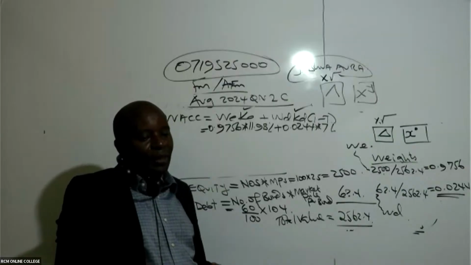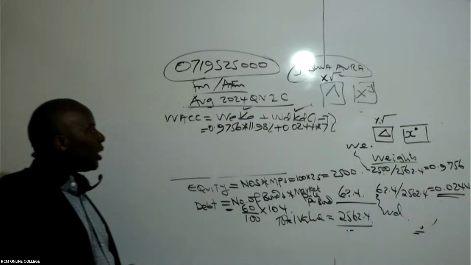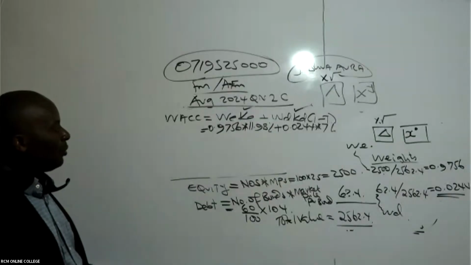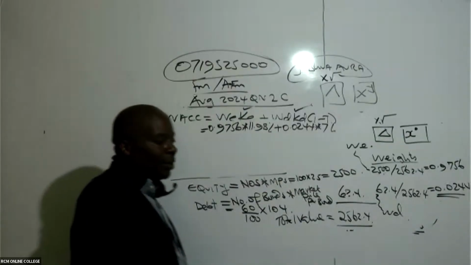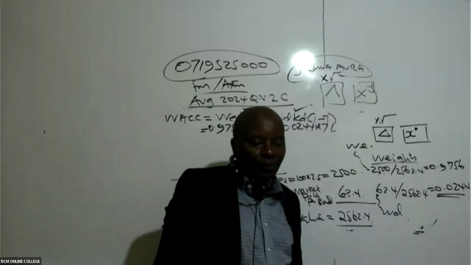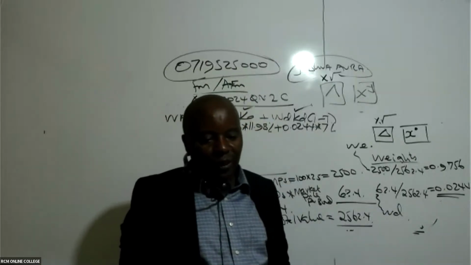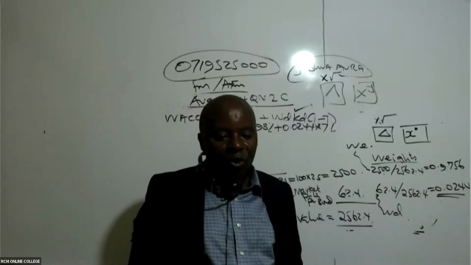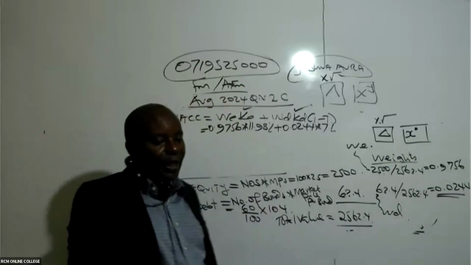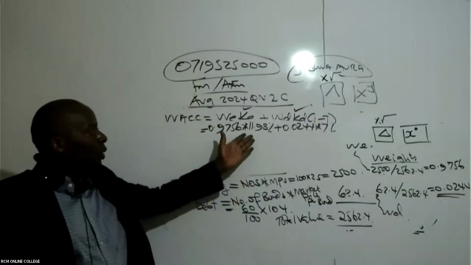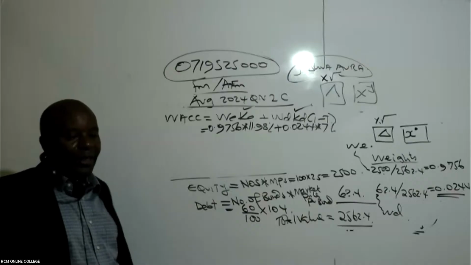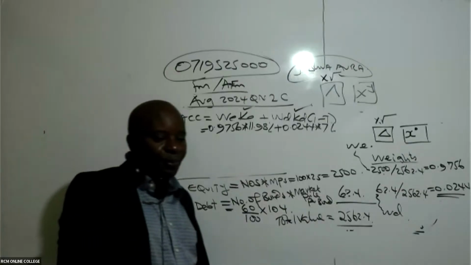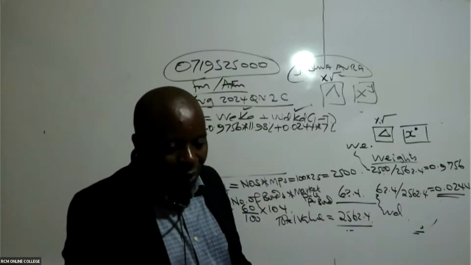So is there somebody now who is able to give us this answer for the weighted average cost of capital? I hope this 11.98 is correct, and I hope you're able to see where we got it from.